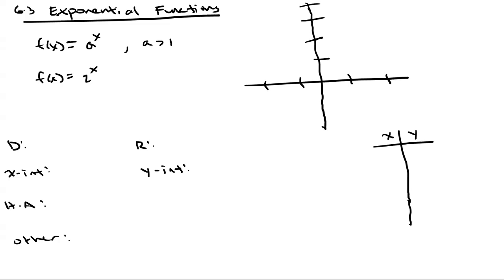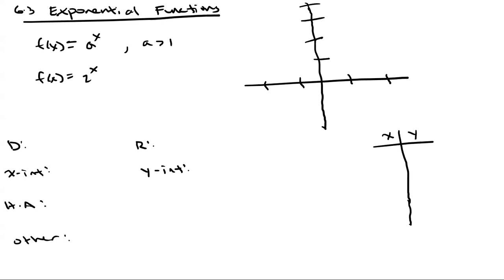Okay, so in this section, we're going to talk about exponential functions. The general form of an exponential function is f of x is equal to a to the x power, where a is bigger than 1, which is the specific case we're looking at. So here we have f of x is equal to 2 to the x.